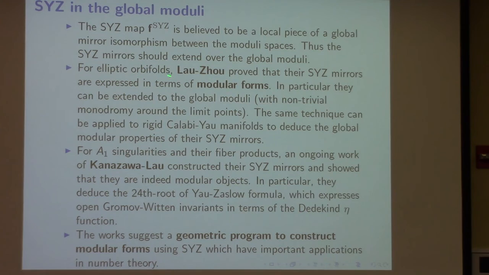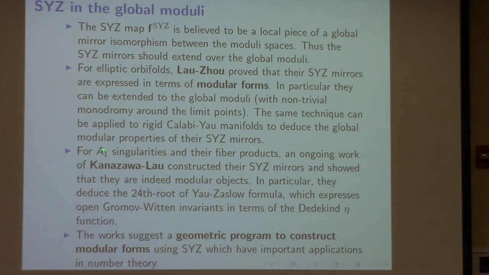And for elliptic curves, Zhao, who is here, proved that their SYZ mirrors are expressed in terms of modular forms. These are interesting, the way that modular forms appear dominantly in this kind of study. There is some technology that can be applied to rigid Calabi-Yau manifolds to deduce the global modular properties of the SYZ mirrors. The understanding of modular properties is quite interesting from the elliptic geometry point of view, and is still pursued by quite a lot of people nowadays.